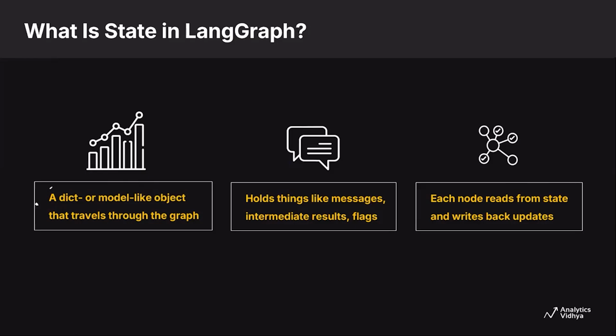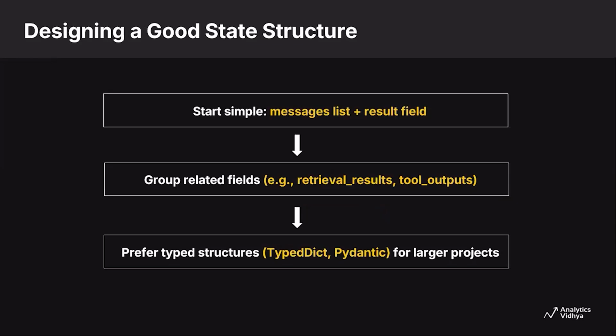It's a dictionary-like object which models the information that is supposed to travel through the entire graph. Typically, a state will hold all the messages, the results, the flags and everything internally, which can be used by successive nodes in order to respond accordingly. Each node is going to read from the state and write back whatever update it has made to that state object. As you progress through your graph, the state keeps on getting more and more enriched until you have received the final response from the agent.